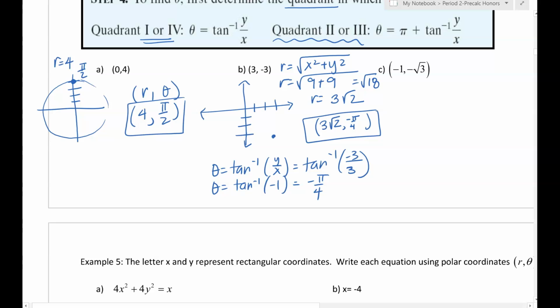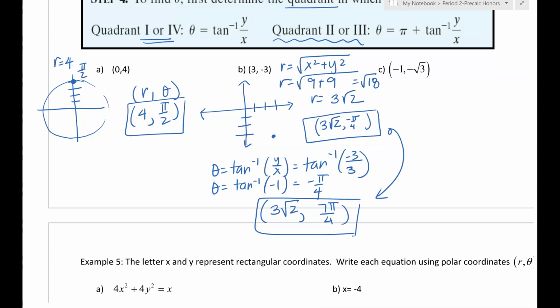Now, would it be okay if you use a positive angle? Of course. Okay, I'm going to write down here. Or what if we write 3 rad 2 comma 7 pi over 4? Why not? I can totally do that. If I don't choose to go clockwise on my angle, I can go counterclockwise. I would still get to the same exact dot, okay?